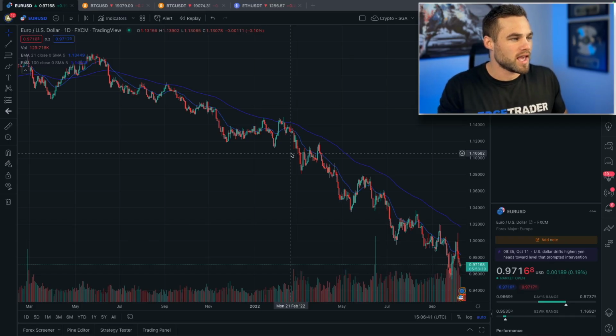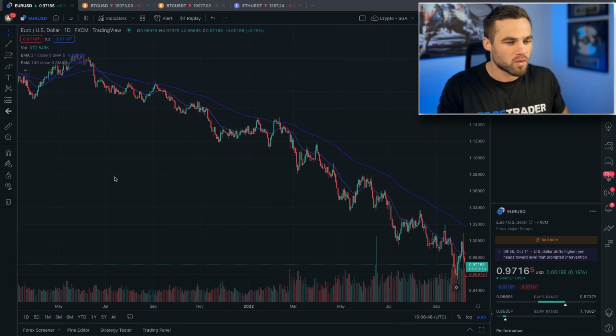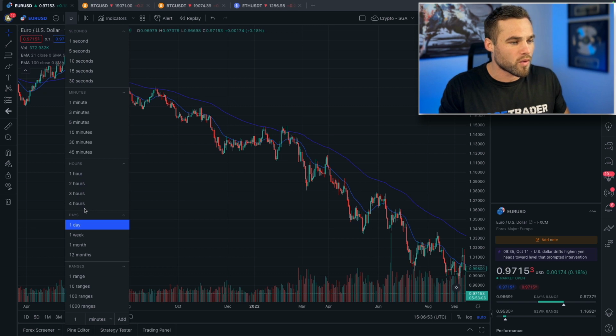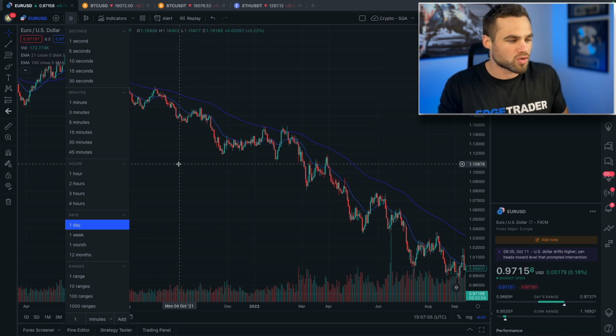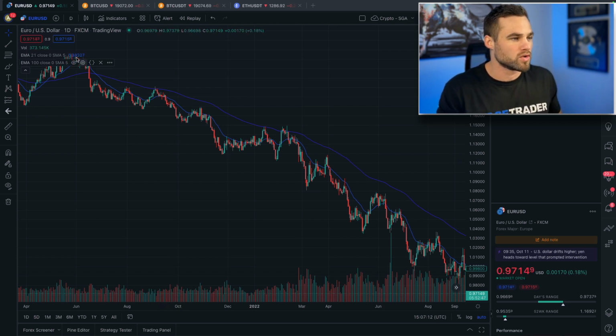So the first thing is that this strategy will work on most time frames, but it works better on the higher time frames. Generally, I like to trade this strategy on either the daily time frame or the 4-hour time frame. You can also trade it on the 1-hour time frame if you'd like to. However, from what I've seen, the higher the time frame, the stronger the signal usually is, and you'll generally have more accurate signals trading this strategy. So in this example, I'm just going to pull up Euro US dollar here on the daily time frame.